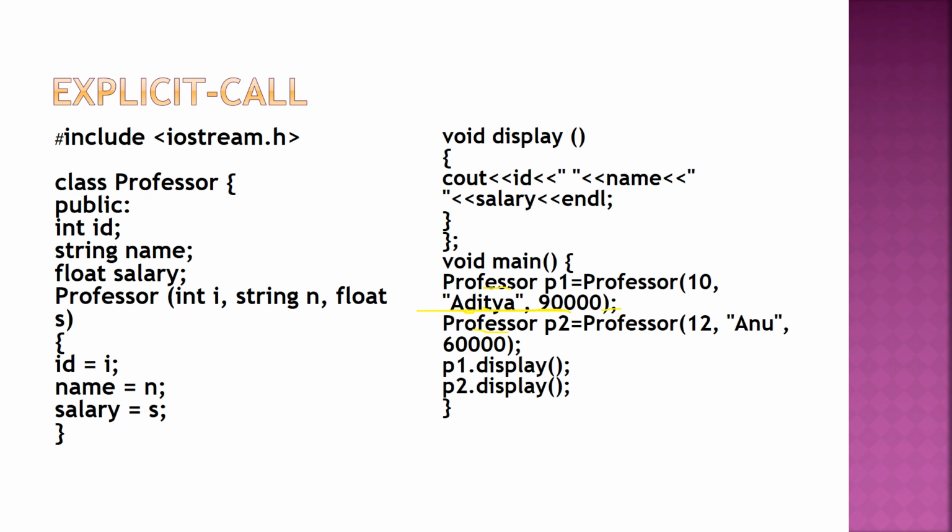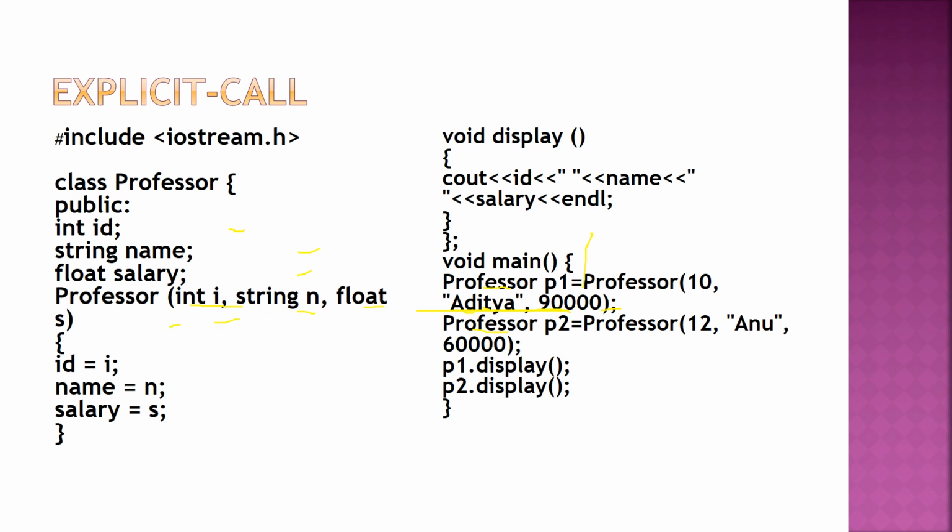In the class Professor, we have the public section. In the public section, I have declared the data members ID, name, and salary. I have created one constructor called Professor, which is going to hold three arguments: int i, string n, and float s.